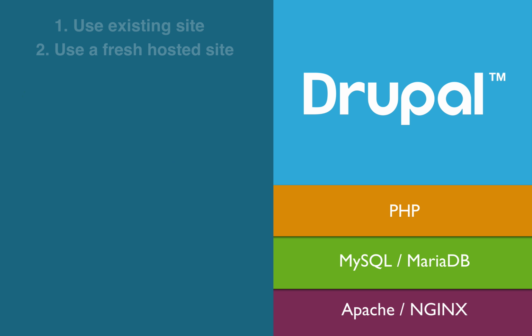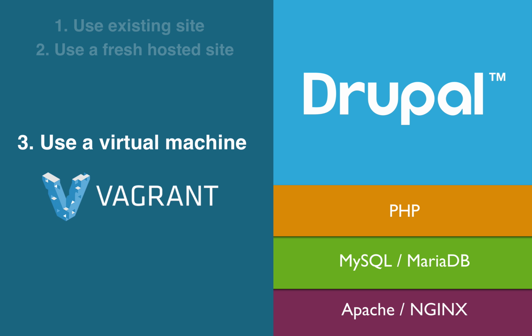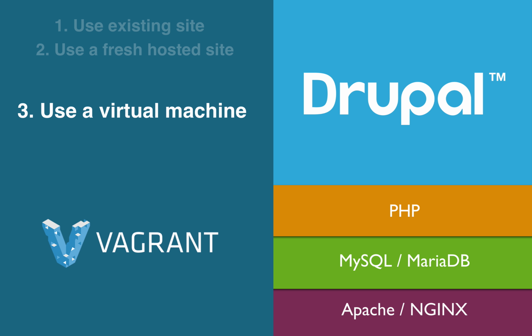As a third, but more complicated option, you can use a virtual machine. This typically means that you'll use a tool like Vagrant to spin up a copy of Linux on your computer with a complete Drupal installation ready to go. For developers, this is often an ideal solution because it's possible to completely emulate most of the variables that come into play with a production site.